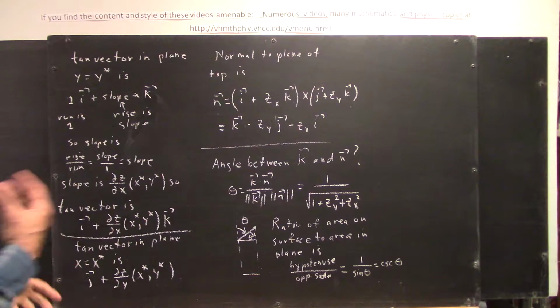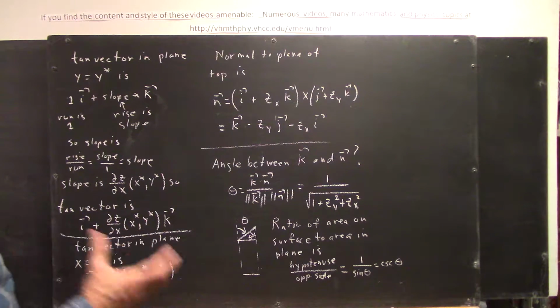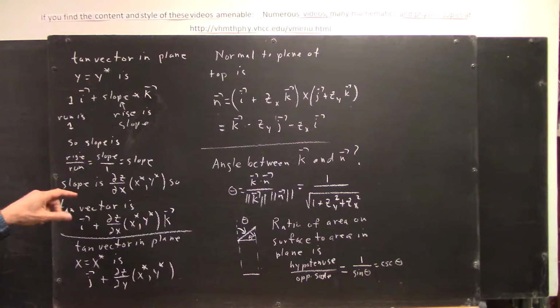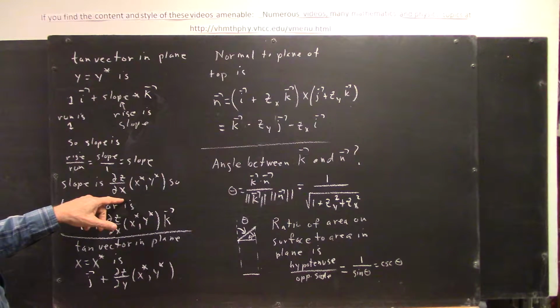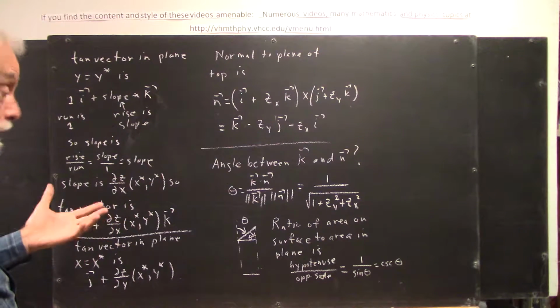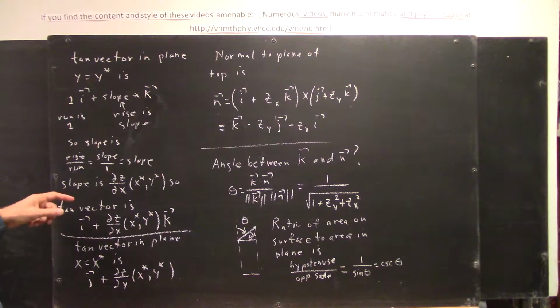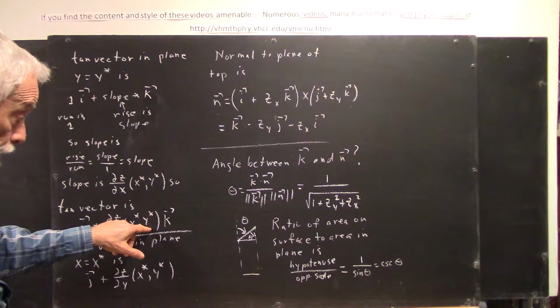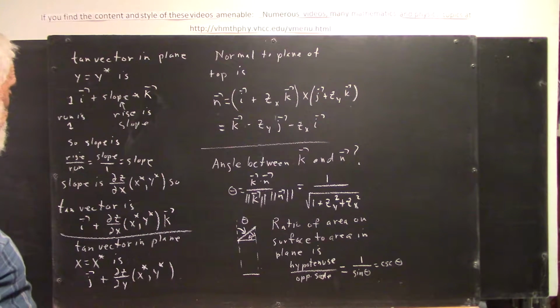Now, I was just saying slope because I didn't want to get into a lot of confusing notation. The slope is the partial of z with respect to x evaluated at x star, y star. That's what our slope is, so that our tangent vector is i plus the partial of z with respect to x evaluated at x star, y star times k.